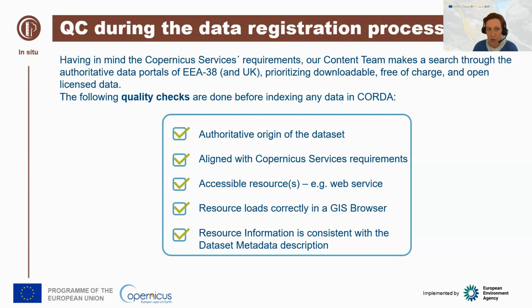Regarding the relevance, we search with the Copernicus service requirements in mind to ensure the indexed data aligns with their needs. In terms of accessibility, we look for accessible resources in the dataset, such as web services. For functionality, before creating a dataset in CORDA, we verify that the resource loads correctly in a GIS browser. And finally, in terms of consistency, we ensure that the resource information is consistent within the dataset metadata description.